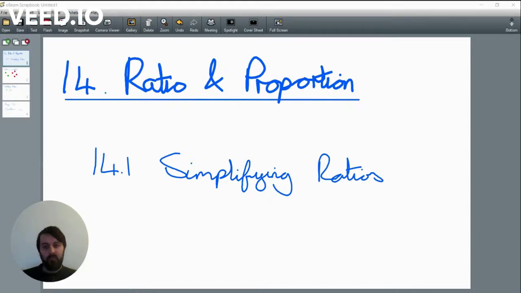It looks okay. So we're going to do chapter 14, ratio and proportion, new chapter. We're going to start off with 14.1, simplifying ratios. Now, I'm sure you've done this before in primary school. It's not too hard, but just to have a bit of practice with YouTube videos, I thought I'd do this one for you.